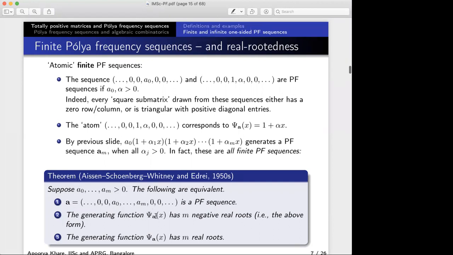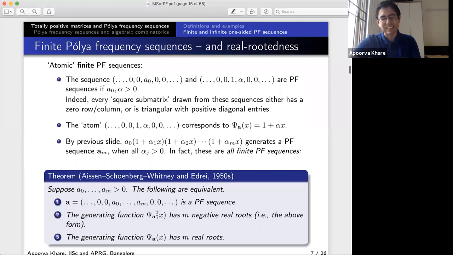Is the Whitney Hassler-Whitney, you know? No, yeah. So yeah, this Whitney is Anne Whitney. She was a student of Schoenberg. And Aissen and Edrei were students of Polya. So this is some of this close-knit circle. And yeah, so Schoenberg actually discovered a bunch of these things, which he named after Polya. And then yeah, these are Polya students as well.